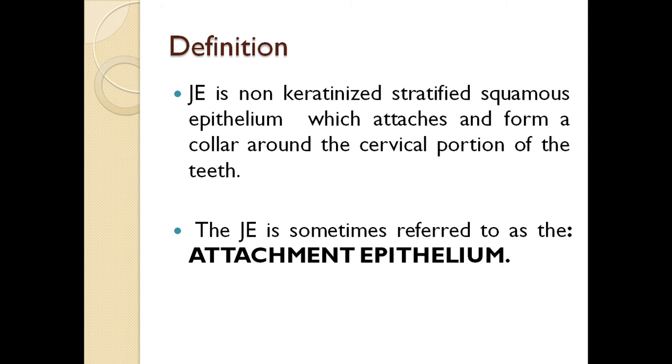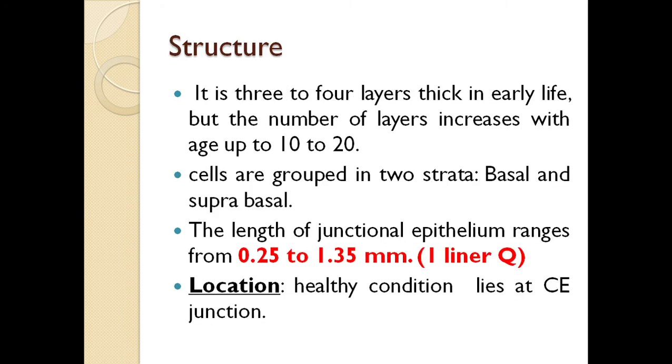So what is the definition? Junctional epithelium is non-keratinized stratified squamous epithelium which attaches and forms a collar-like band around the cervical portion of the tooth. Junctional epithelium is also known as attachment epithelium. It is 3 to 4 layers thick in early life, but the number of layers increases with age up to 10 to 20 cells. The cells are grouped in two strata, stratum basale and suprabasal. The length of junctional epithelium ranges from 0.25 to 1.35 millimeter.